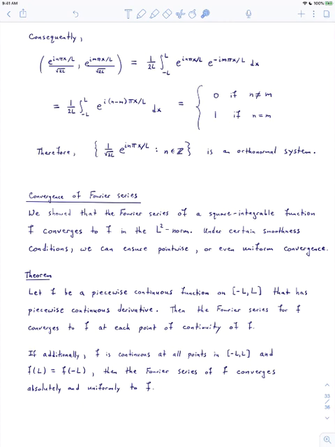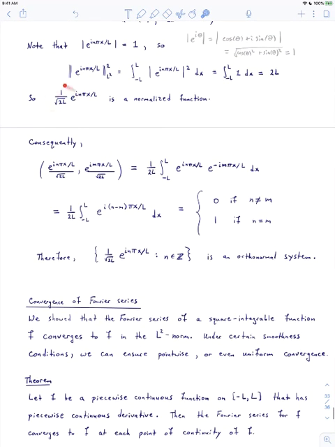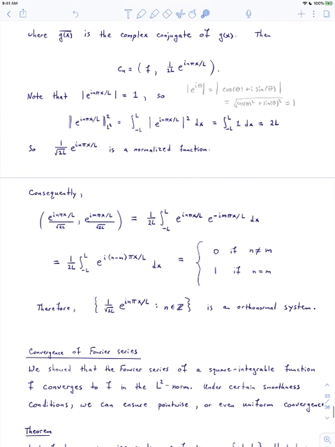We just mentioned here that these e to the i n pi x over L, for n an integer, give you an orthonormal system. We saw that the size was 1, so if you look at the L2 norm squared, you get 2L, which means the L2 norm is the square root of 2L. You just divide by that, and that gives you a normalized function. And you can see that these are all mutually orthogonal. If you just integrate this, that's equal to this product, which you can simplify.